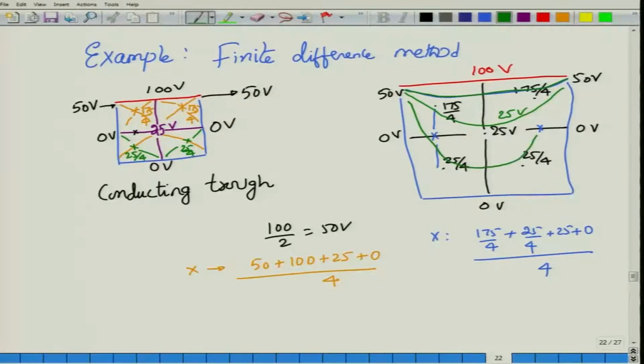This potential will be whatever, 25 by 4 point, and then this would be very, very small, so that this is approximately 0 volt. Of course, the actual 0 volt potential is given by the walls of the conductor. So this is the method by which you can calculate the potential in a complicated scenario.